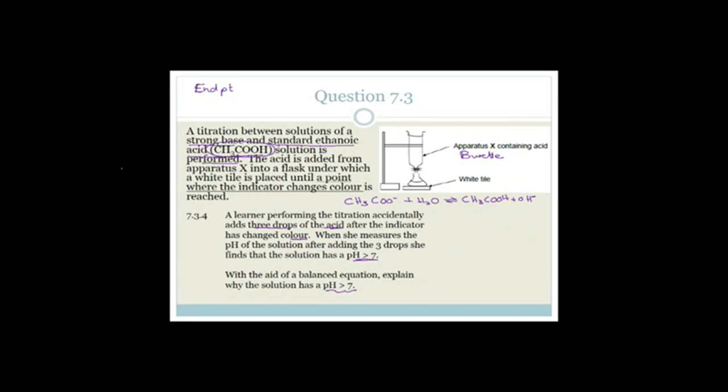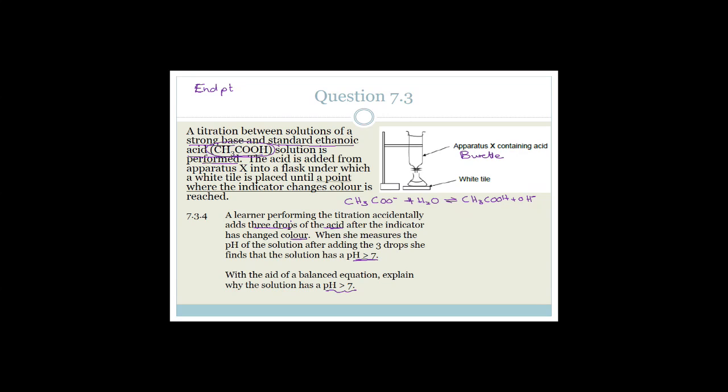Okay, so I was busy saying that we had to explain why this solution has a pH of greater than 7. What you needed to realize was that ethanoic acid was in solution, so it was mixing with water. Ethanoic acid is over here; it says it's a standard ethanoic solution, CH3COOH. If you write that out in the form it would be in solution, you've got your ethanoate ions plus your water in dynamic equilibrium with your CH3COOH plus your hydroxyl ions, right?